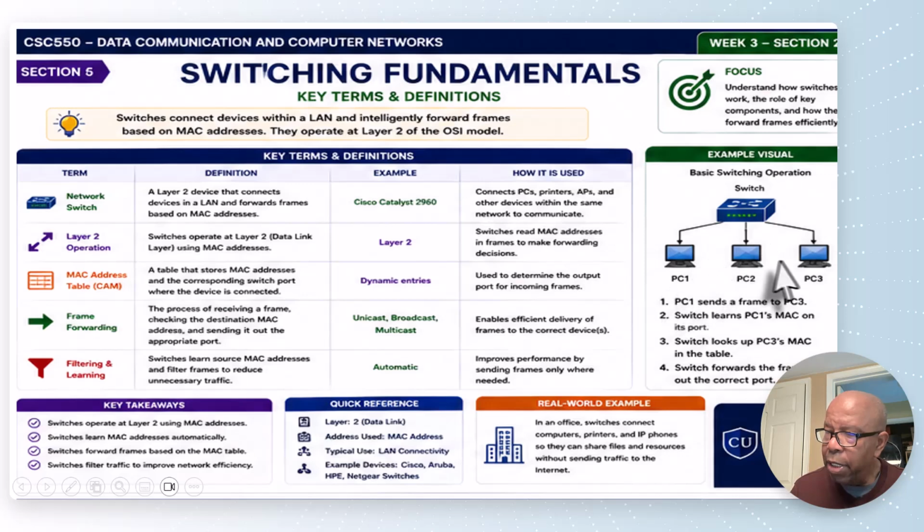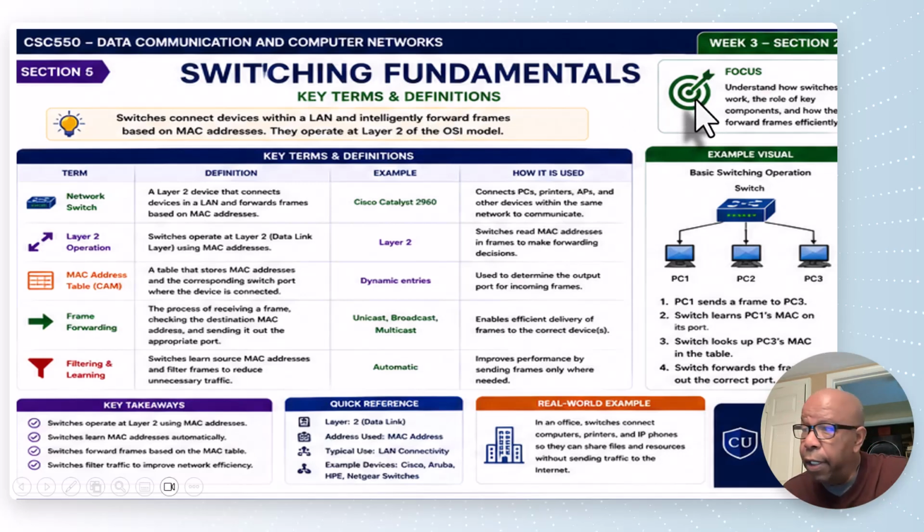So we connect the PCs on the LAN to the switch, and the switch, looking at the MAC address for each device, can determine where the data should route. And so here are the terms and the definitions. Switches connect devices within the LAN, and they forward frames based on the MAC address. They operate at layer 2 of the OSI model.